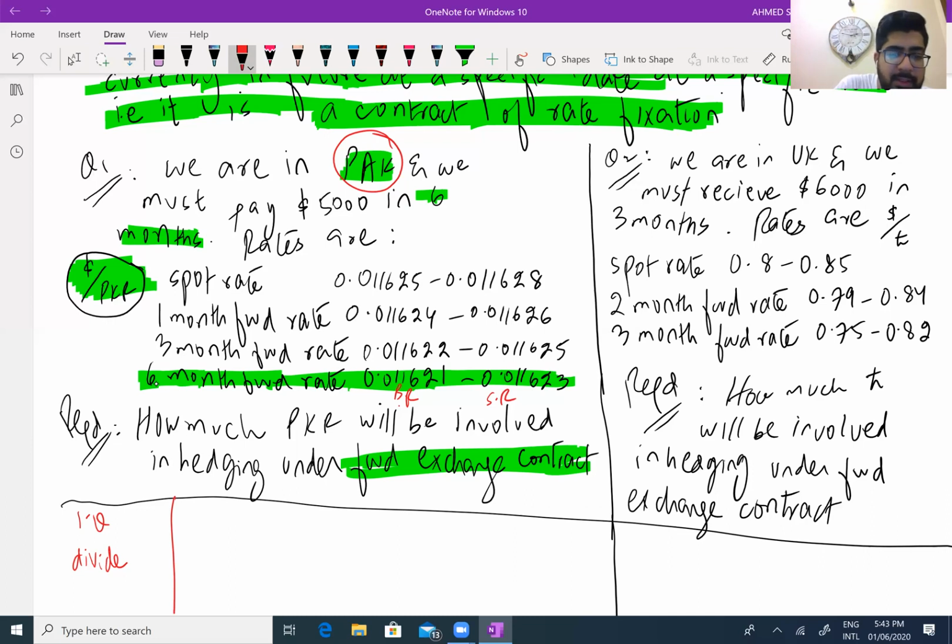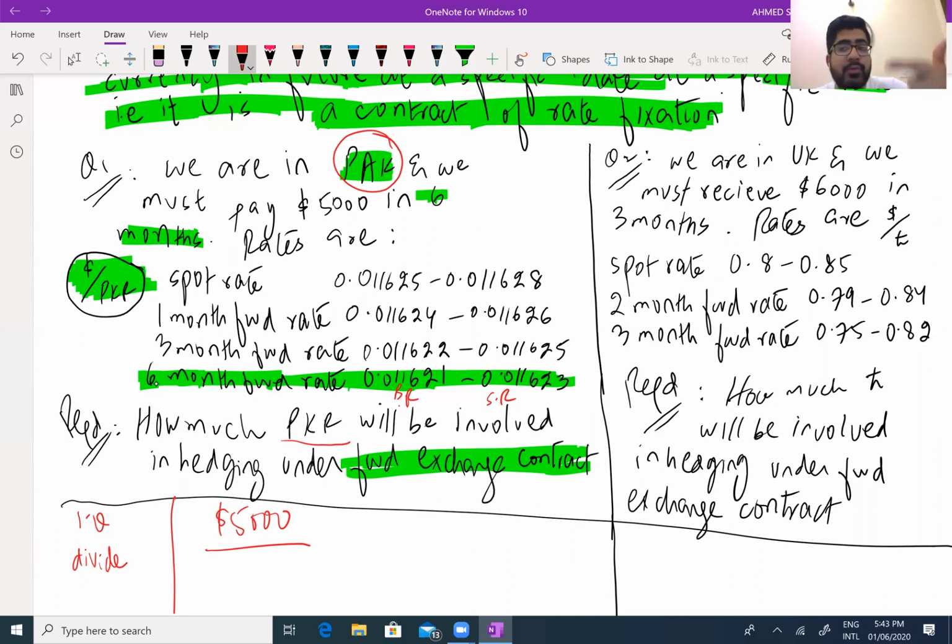How much do you have to pay? $5,000. The question is asking how much PKR will be involved. Convert it into PKR. Multiply or divide? Indirect quote, divide. Since you are paying, whenever you are paying someone, you need to buy currency. When you are paying, you need to buy currency.